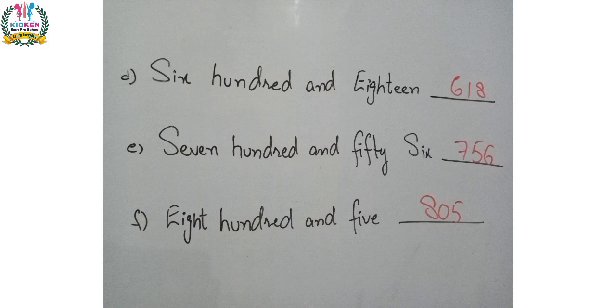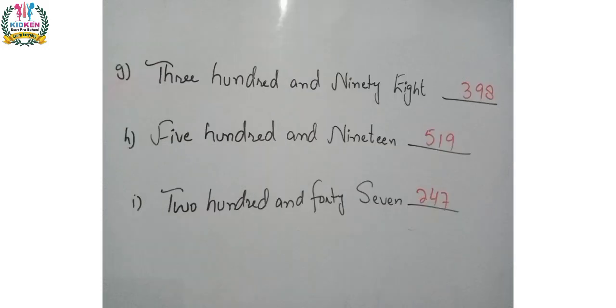Number E is 756. So you can write this in figures, 7, 5 and 6. Next part of this question is 805. So you can write this as 8, 0 and 5. Next part of this question is 398. So simply you can write this as 3, 9 and 8.